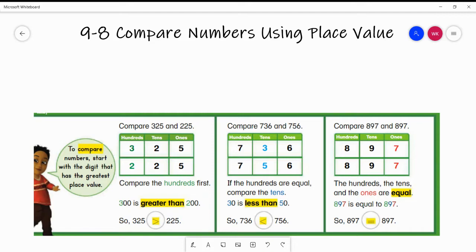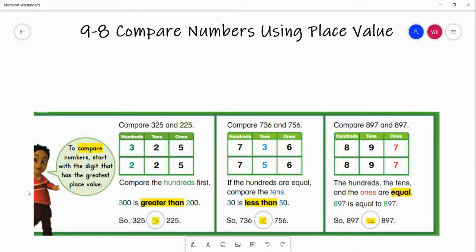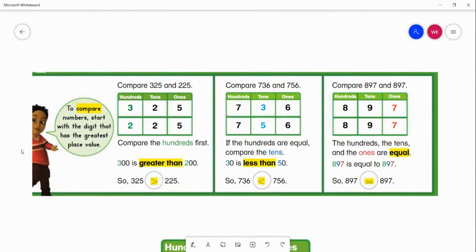Hi, second grade. We are going over lesson 9-8, compare numbers using place value. I bet some of you have maybe seen the greater than, less than, and equal to signs, but we are going to dig deeper with these using place value. I took this from the book to briefly talk about greater than, less than, and equal, and then I have a couple problems for us to do together.